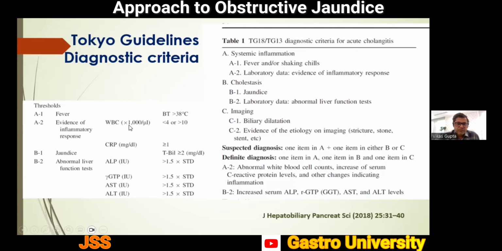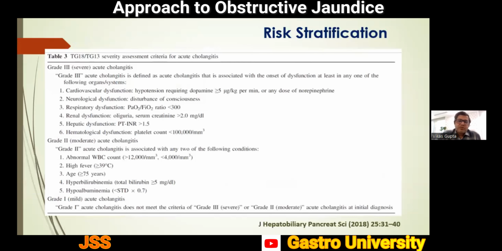That means threshold values for diagnosing lab data regarding systemic inflammation or cholestasis. Systemic inflammation will be detected by elevated WBC and CRP, and for liver function abnormalities, SGOT, PT, alkaline phosphatase and gamma GT are considered. So based on this data, cholangitis is divided into three severity grades. Grade 1 doesn't fit into any two. Basic concept is that grade 2 cholangitis is with abnormal findings on biochemical data, and grade 3 cholangitis is cholangitis associated with the presence of organ failure.